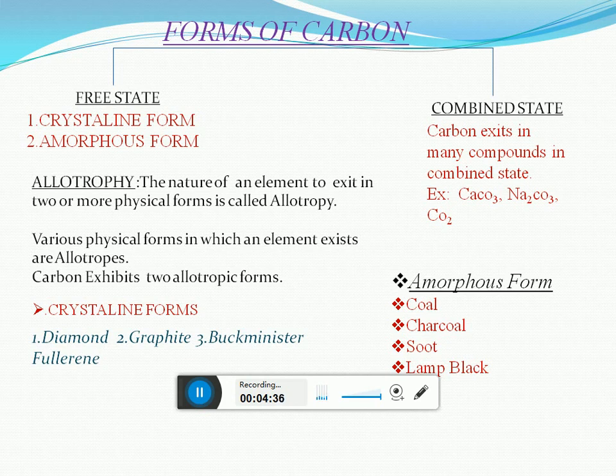Carbon is present in all living things. All living things contain carbon. If you consider this free state, carbon exists in crystalline form and amorphous form. The nature of an element to exist in two or more physical forms is called allotropy. The various physical forms of the element are known as allotropes. Carbon mainly exhibits two types of allotropic forms. One is the crystalline form, the second one is the amorphous form.